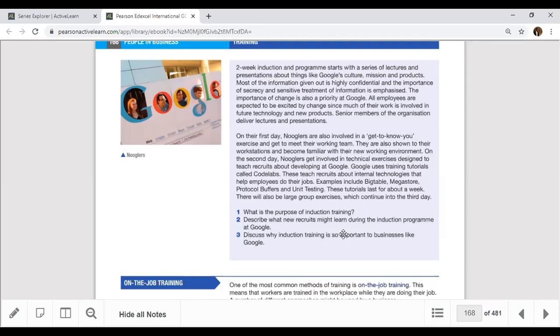New software engineers at Google are called the Nooglers, and they attend an induction program designed to introduce the new recruits to the Google way. That program starts with a series of lectures and presentations about things like Google's culture, mission, and products.